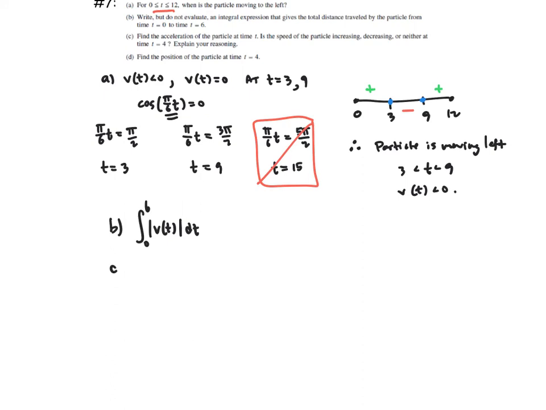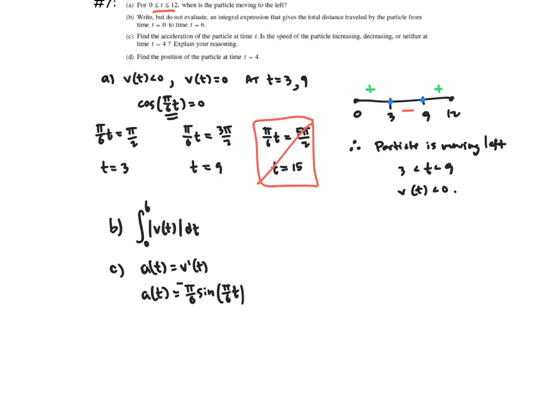Okay, part C, find the acceleration of the particle at time t. Okay, so the acceleration of the particle will be equal to the derivative of the velocity. So acceleration then will be the derivative of cosine pi over 6t, which will be pi over 6 times negative sine of pi over 6t. So that is our acceleration.